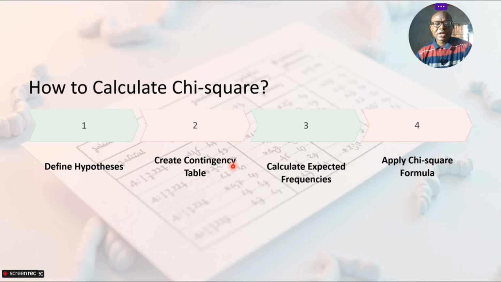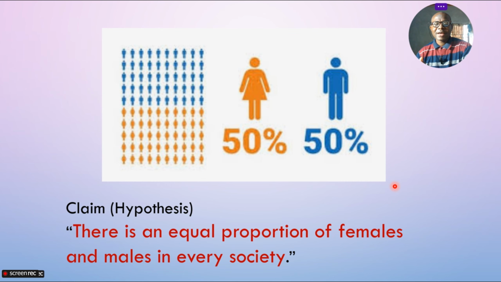Number two, you create a contingency table. And number three, you calculate the expected frequency. And number four, you apply the chi-square formula. We're going to look at this one after the other. Now let's have an example. Let's look at this illustration.